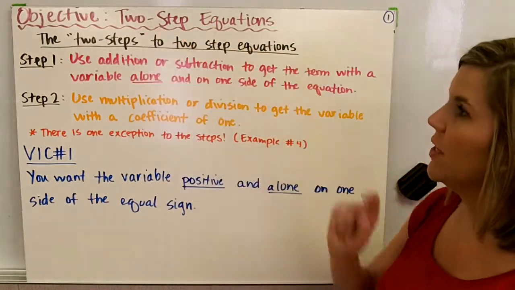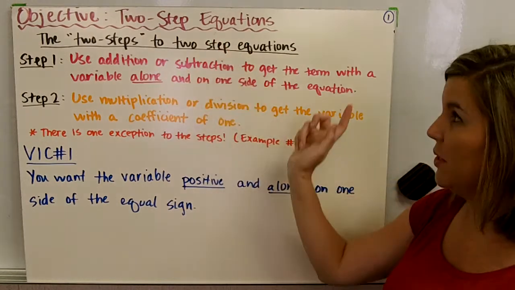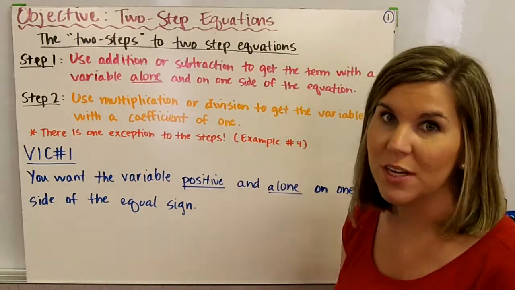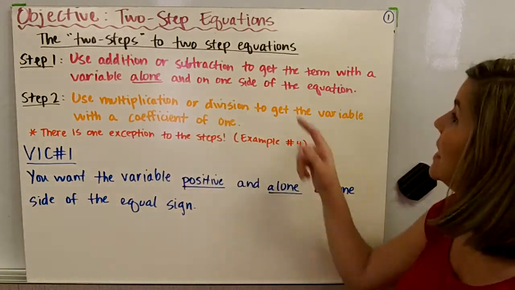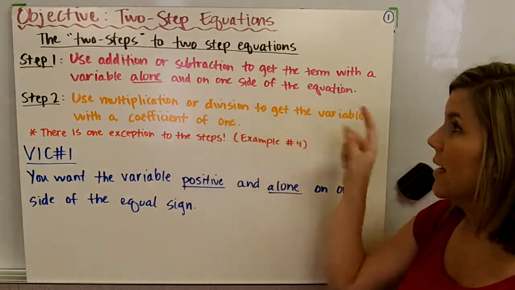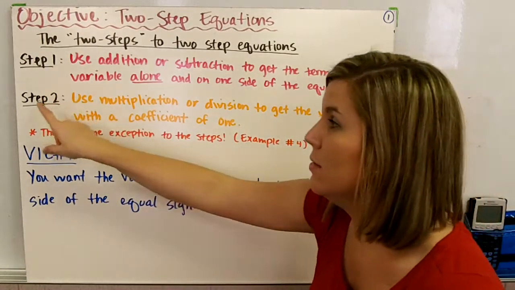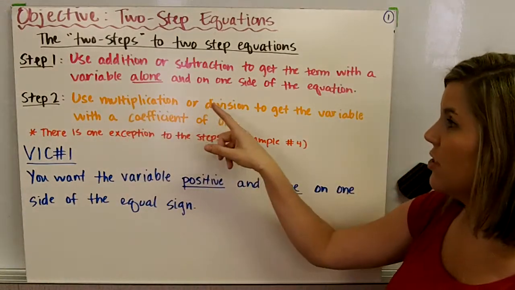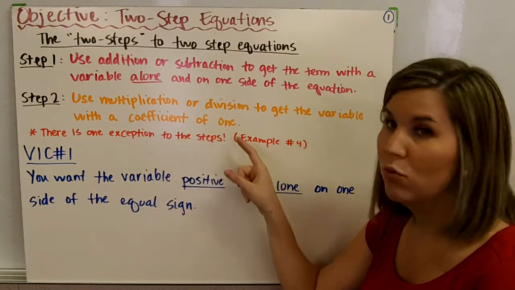Objective: two-step equations. There are two steps in this process. Step 1, use addition or subtraction to get the term with a variable alone and on one side of the equation. So we're going to do addition or subtraction first. Then step 2, use multiplication or division to get the variable with a coefficient of 1.